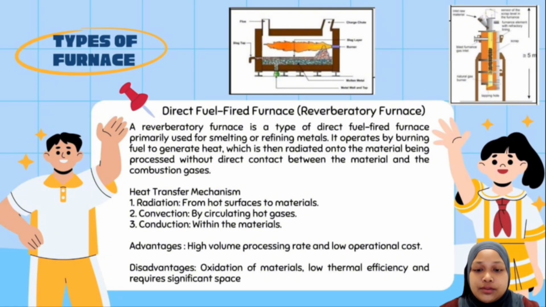For the heat transfer mechanism, first is radiation from the hot surface to the materials. Second, convection by circulating hot gases, and third, conduction within the materials. The advantages are high volume processing rate and low operational costs. The disadvantages are oxidation of materials, low thermal efficiency, and it requires significant space.